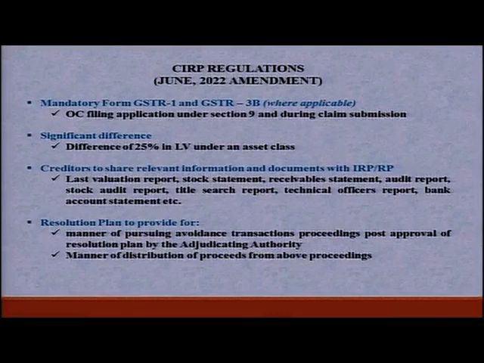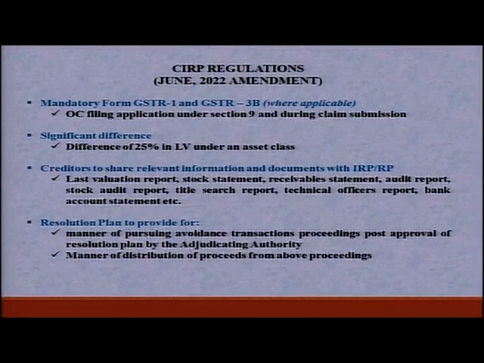Also, a very important amendment has been made to how avoidance transaction applications would be treated in the resolution plan. This has to be provided for in the resolution plan. Earlier to this amendment, there was no guidance as to how these applications would be dealt with, because our experience has been that in the past, these applications were pending for an indefinite period of time, even after the corporate debtor was resolved. So by this amendment, we have made it very clear that the resolution plan itself must provide for how these transactions have to be dealt with.